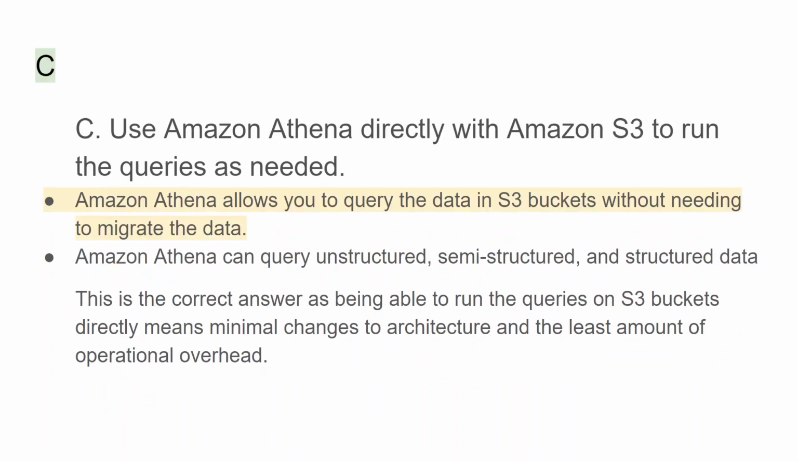C is correct. Use Amazon Athena directly with Amazon S3 to run the queries as needed. The important thing that makes this answer right is that Amazon Athena allows you to query the data in S3 buckets without needing to migrate the data. And Amazon Athena can query unstructured, semi-structured, and structured data. So this is the correct answer, as being able to run the queries on S3 buckets directly means minimal changes to architecture and the least amount of operational overhead.